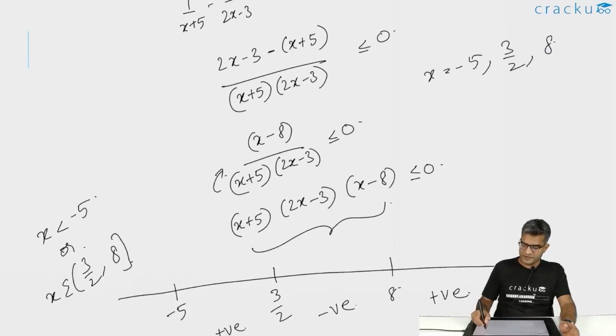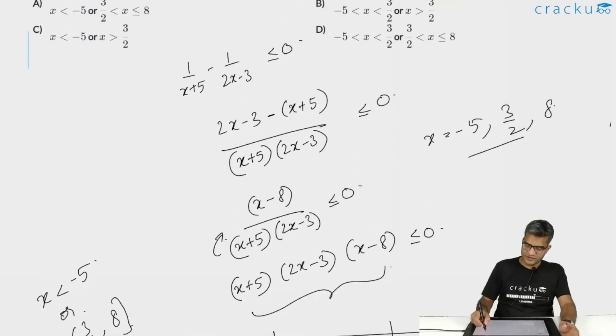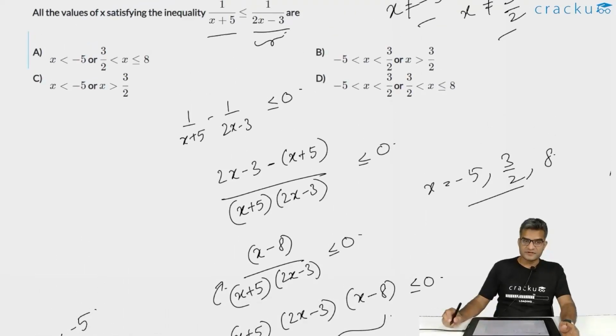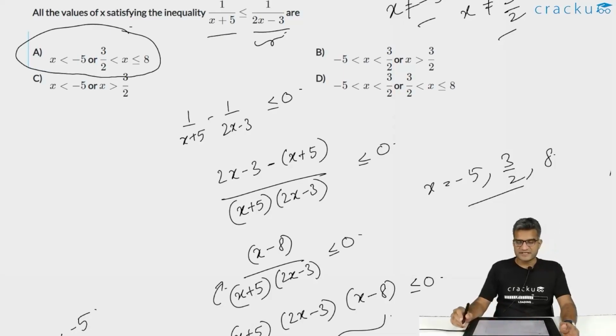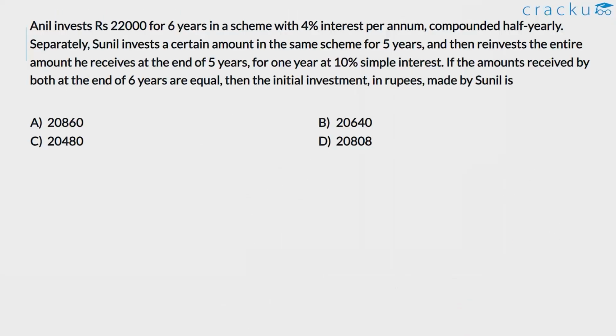Remember that x cannot be equal to minus 5 or 3 by 2 because they are in the denominator. So this would imply that x has to be either less than minus 5 or x has to lie between 3 by 2 and 8.